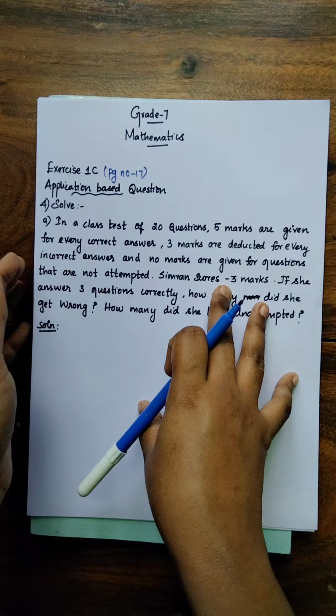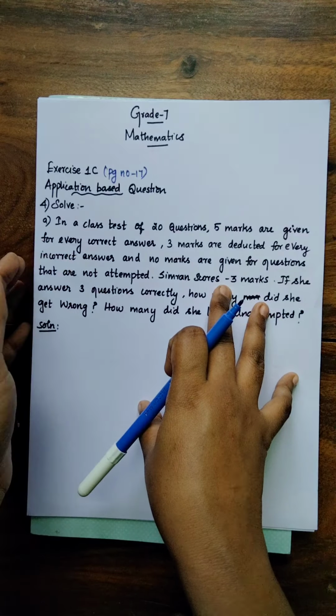So Simran scores minus 3 marks. The total mark of Simran is minus 3 marks if she answered 3 questions correctly. She is answering 3 questions correctly. We are going to find the total number of incorrect questions, that is, how many did she get wrong, and how many questions she didn't attempt, that is, the unattempted questions. Do you all understand this question?